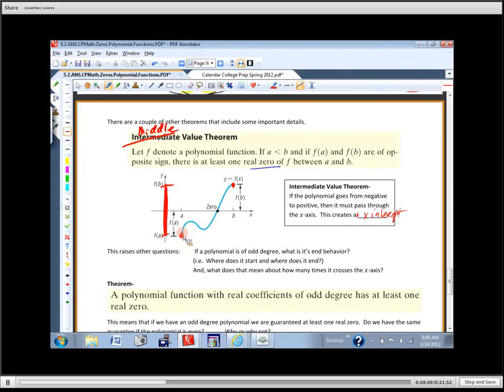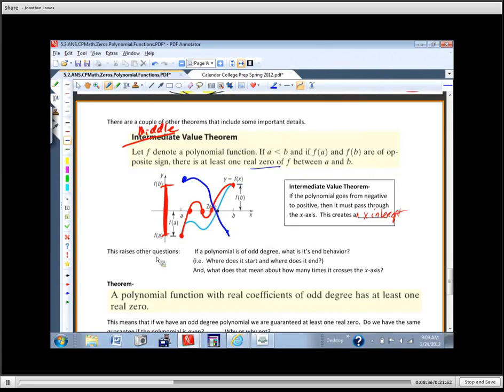Started here and gone like that. Does it still cover all of these values here? And does it still cross the x-axis at least once? Yeah. The opposite is true. We could start up here and then end down here. There's no way to get from here to here without crossing the x-axis at least once. Does that make sense?